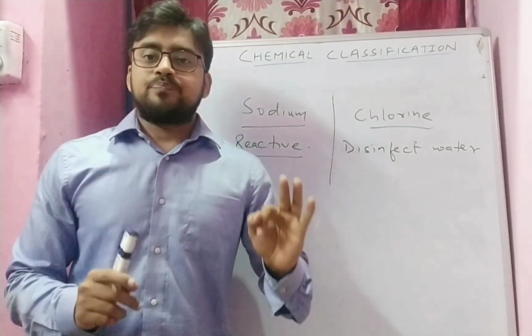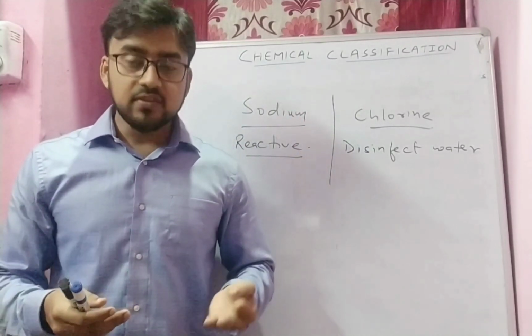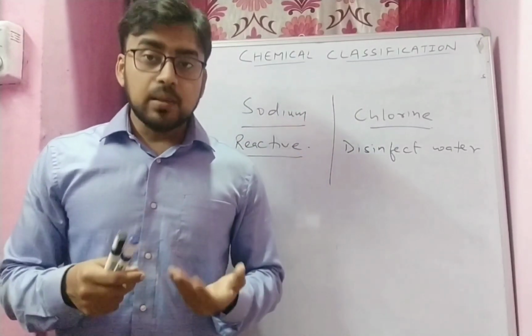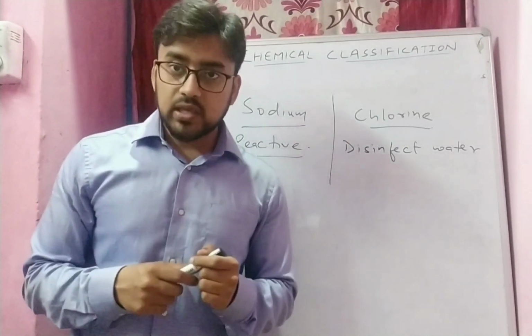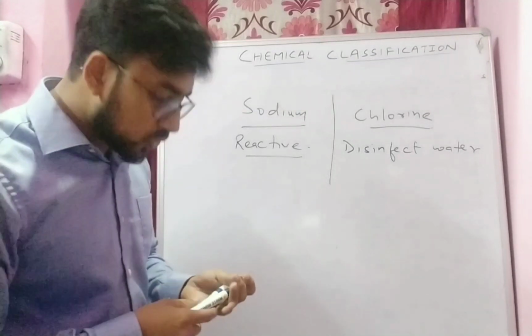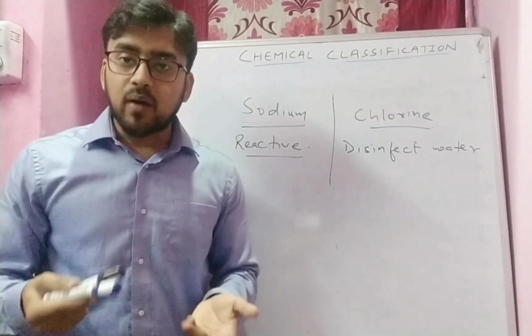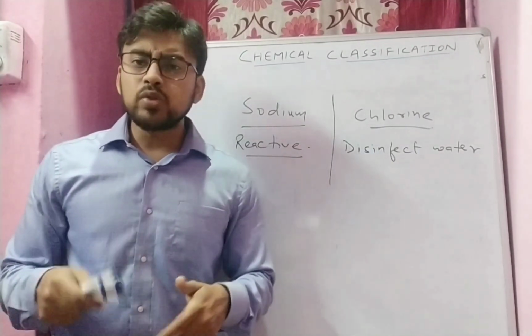Third, a compound cannot be broken down into simpler substances by any physical method. By a chemical method, it can be. By a chemical method, it can be broken down. Let's take one example. Suppose you have taken water, H2O, and you pass an electric spark through water, or suppose you do the electrolysis.